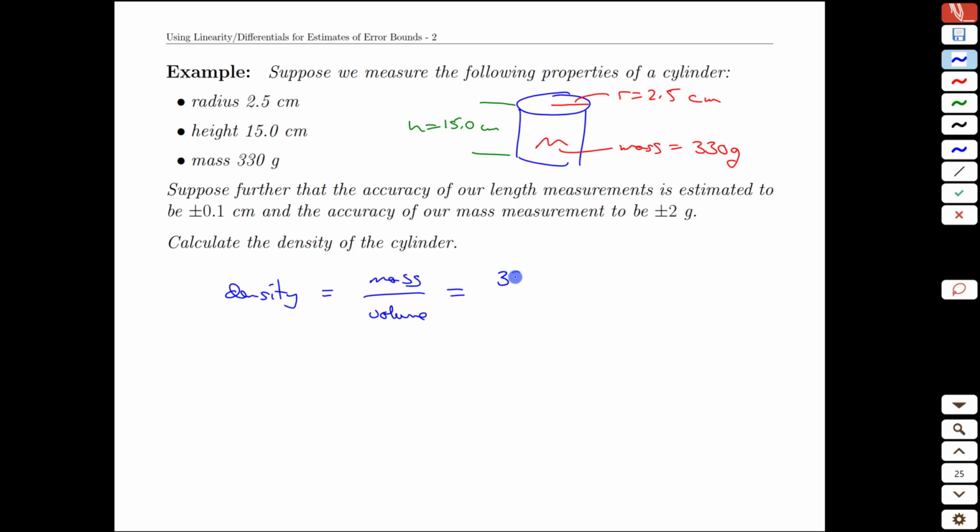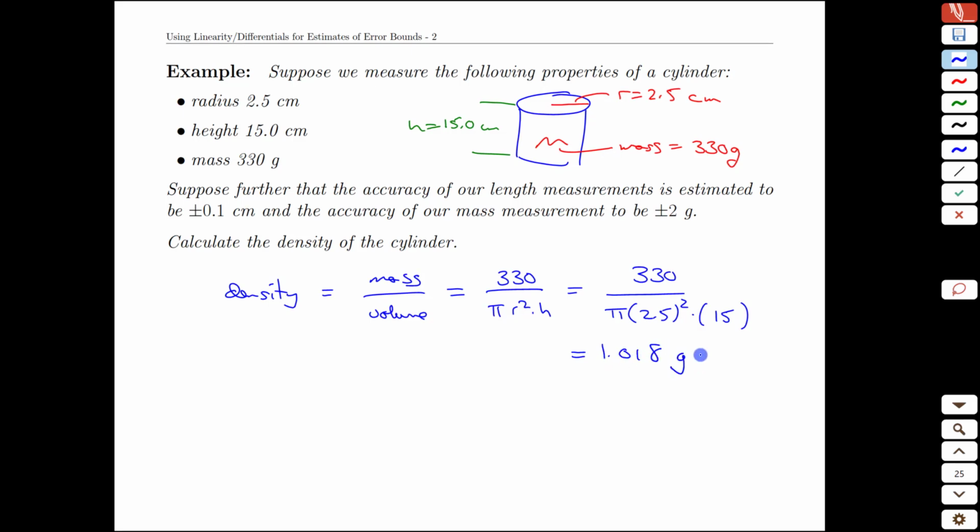And the mass is already given to us, that's 330, and the volume is going to be pi times r squared times h. That's the volume of a cylinder. And if we put in the values we were told, we measured 2.5 for the radius, we measured 15 for the height, and we compute, and we get a density of 1.018 grams per cubic centimeter, approximately, because we just rounded and cut off that decimal. All right, that's not too bad. It's a very straightforward calculation.